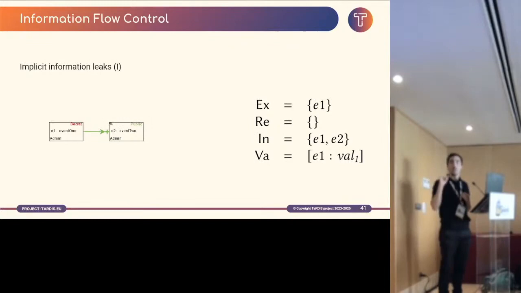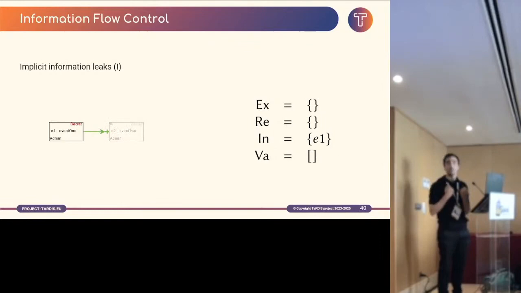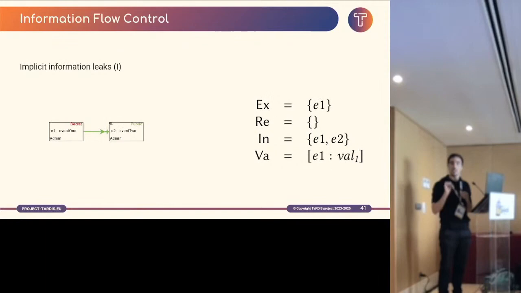So what we have here is that at this point, an entity that could access public events was not able to see anything. There's nothing there. And after the execution of event one, it can see that there is a new event, a public event that is now available. So that entity can infer that there is some secret event and that that event was indeed executed. So we cannot have secret events changing the marking of public events.